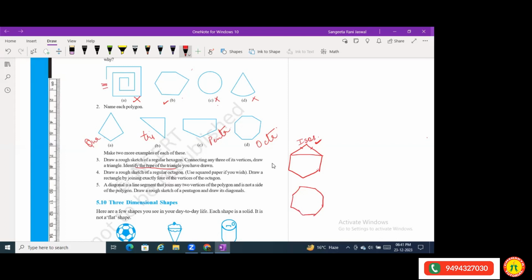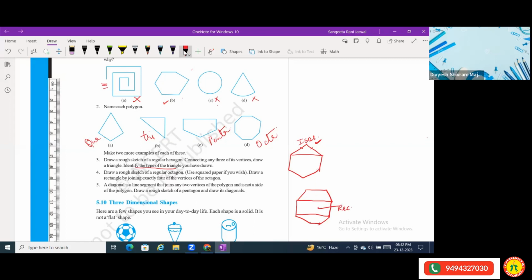Okay. Super. Let me make a good one. Okay, so if I join these two, I'm joining 4 vertices, 1, 2, 3, 4. So what figure I'm getting here is a rectangle in between the 4. I'm getting a rectangle here. Yes, ma'am, I too got a rectangle. Ma'am, I also got a rectangle.